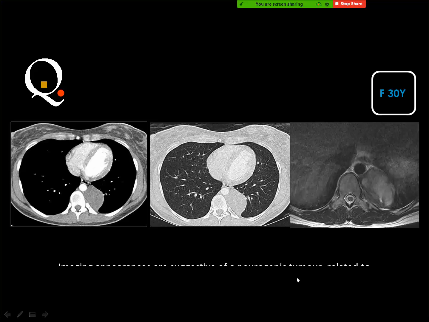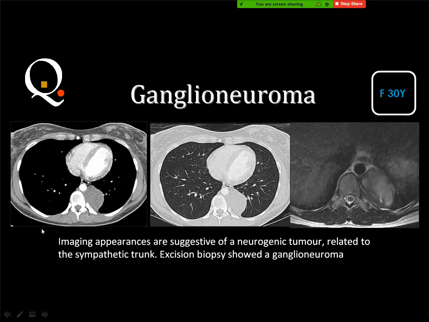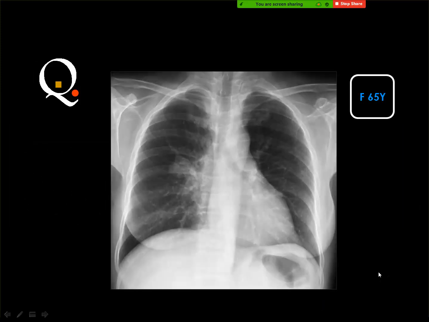Neurogenic mass? Yes, very good. And this is a neurogenic tumor, a posterior mediastinal tumor. It has a smooth margin, and you see the clear, sharp margin, meaning that this is a benign lesion, not a bronchogenic carcinoma, for example. And this is the appearance of the tumor in the MRI. Very good.